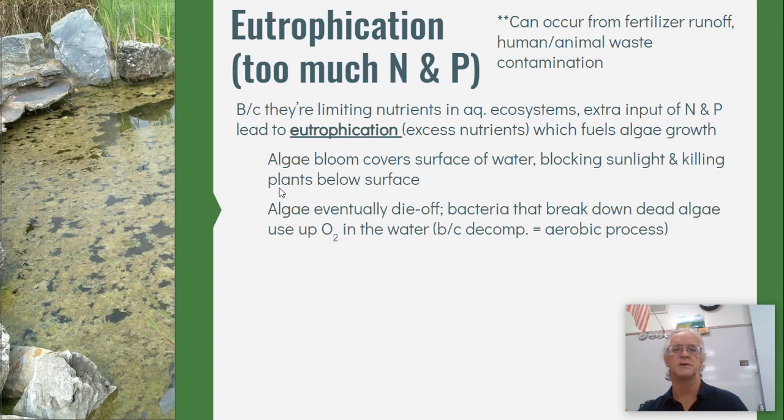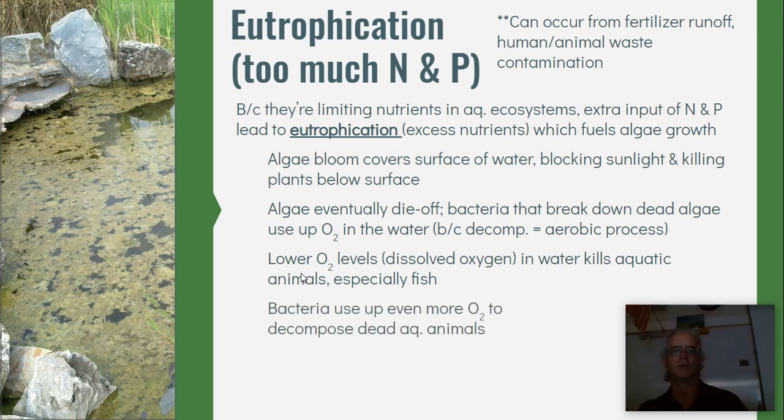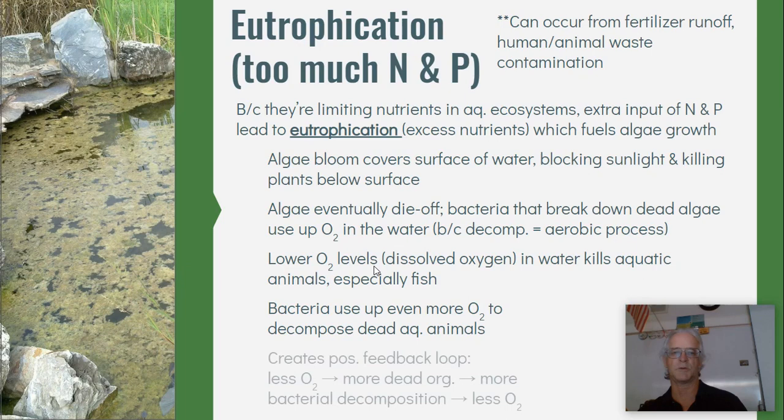The algae eventually die off. When they do, bacteria break down the dead algae and the dead plants, and use up the oxygen in the water because decomposition is an aerobic process. The lower oxygen levels in the water kill off aquatic organisms, especially fish. The bacteria use up more oxygen to decompose the dead aquatic animals.